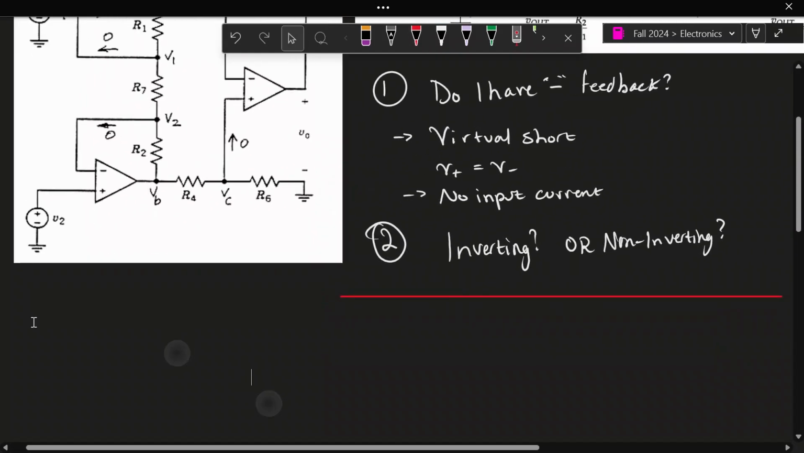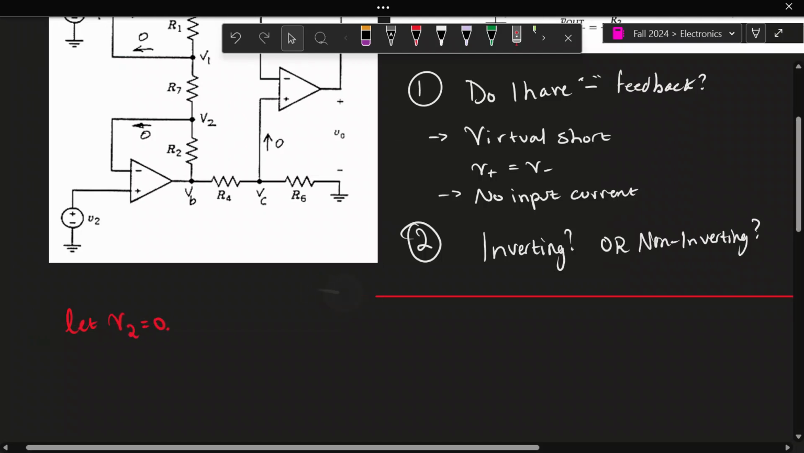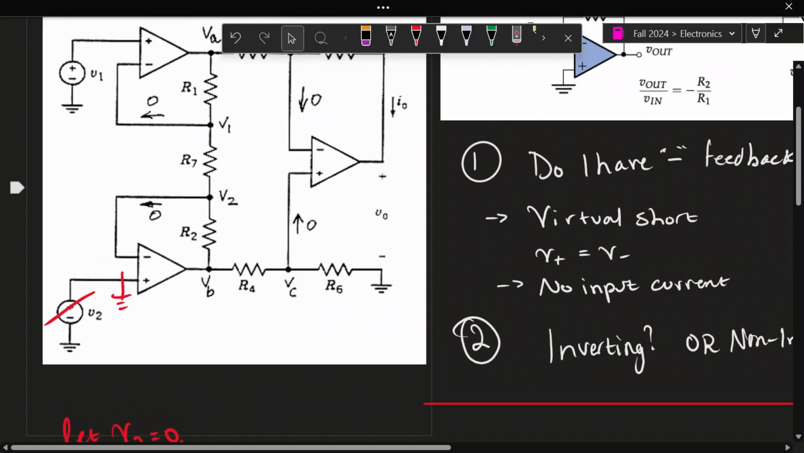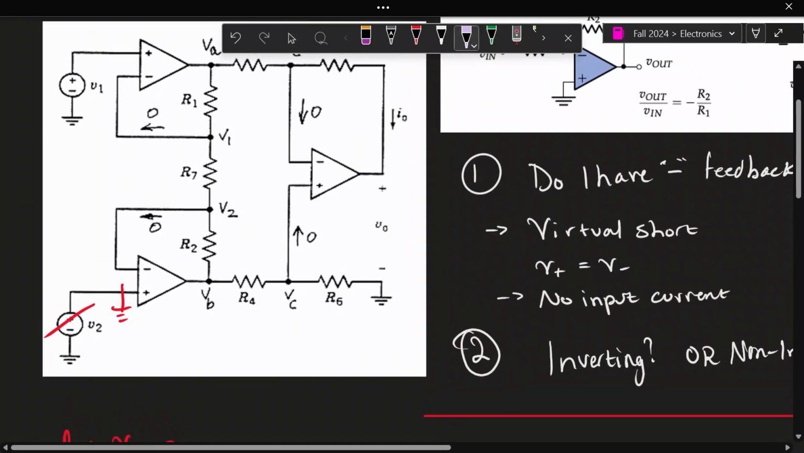So what we're going to do is let V2 equal 0. Well, what does that mean? That means this is ground. Okay, now what does that mean? Well, we have negative feedback here, right? That means we have a virtual short. That means we have virtual ground, meaning this is also ground.